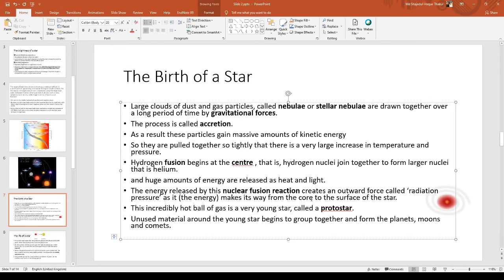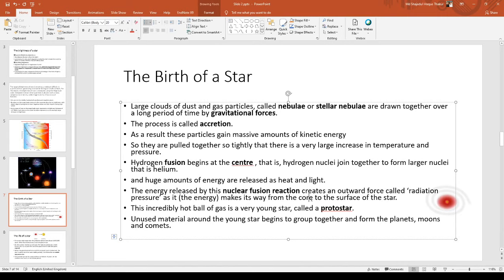As the energy makes its way, okay, so what do you have? What's the result of all of this? The result of all of this is a hot ball of gas, right? A ball of gas that is very small, because it got smaller and smaller due to gravity.